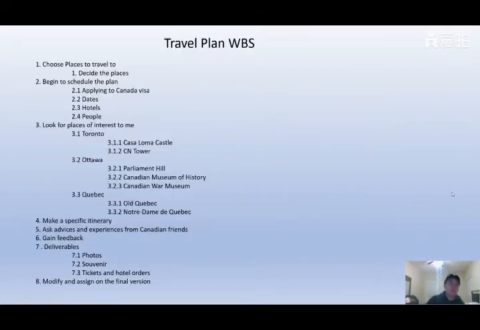The travel plan WBS. Number 1, choose places to travel to. Number 2, begin to schedule the plan, including applying for the Canada visa, days, hotels, and people. 3, look for places of interest to me. I've been to Toronto, Ottawa, and Quebec. These 3 places attract me a lot, so I chose these 3 places to go to in Canada.